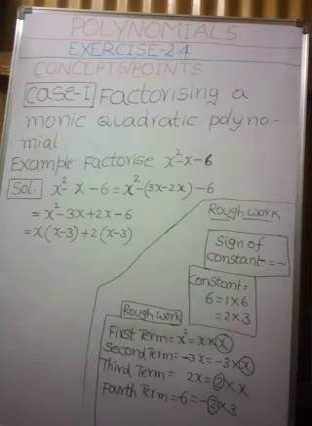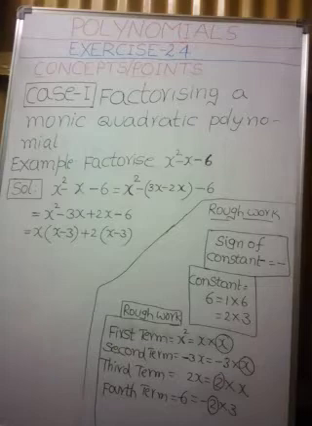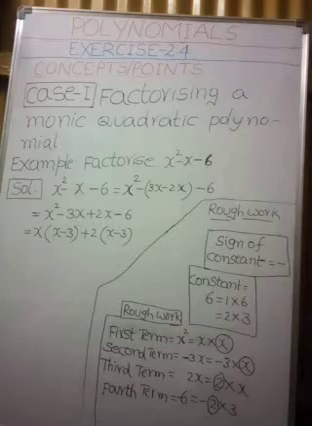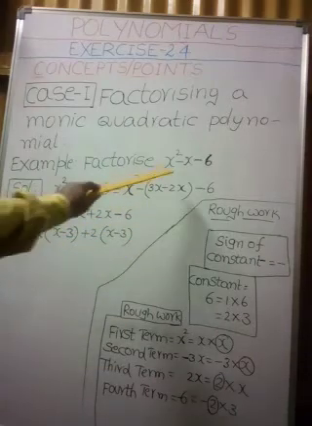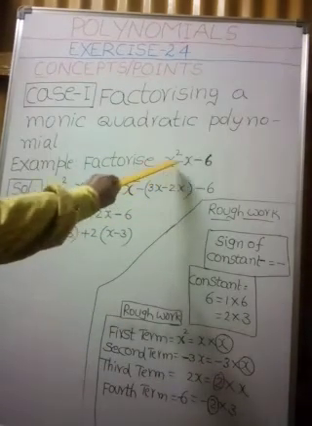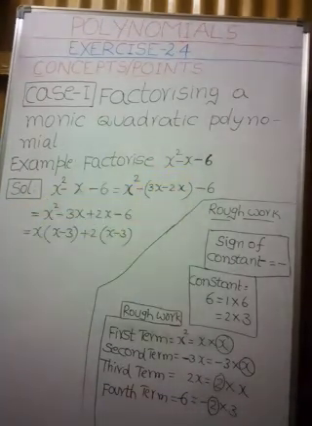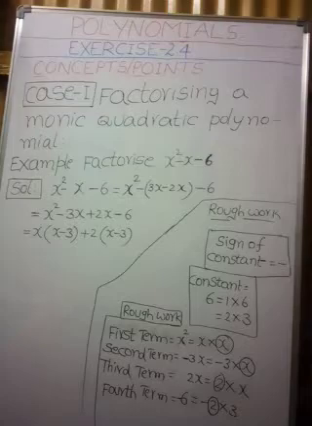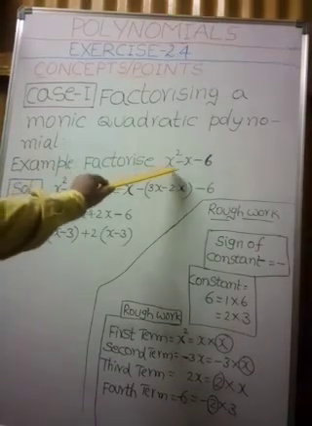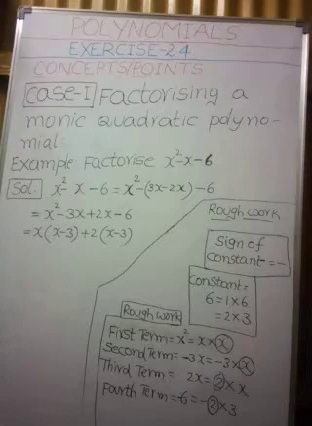We have to find out the coefficient of x square. If the coefficient of x square is 1, then the quadratic polynomial is said to be a monic quadratic polynomial. If you observe this quadratic polynomial, x square coefficient is 1. Isn't it, my dear children, or not? Yes, x square coefficient is 1. That is why this quadratic polynomial is said to be a monic quadratic polynomial.